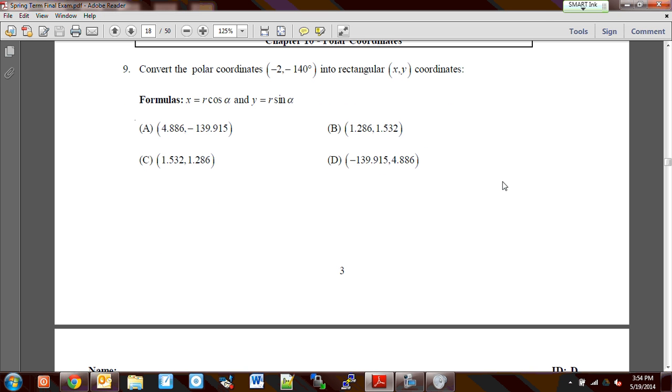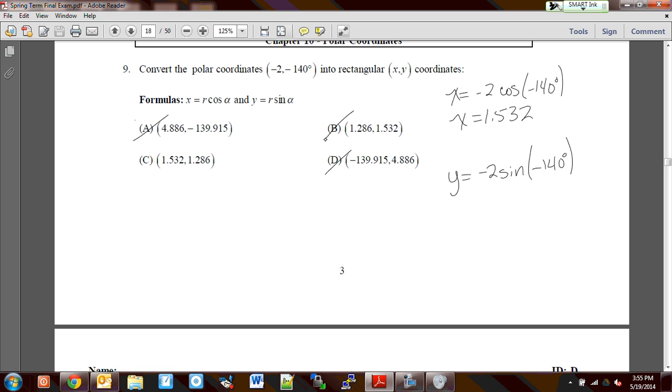Number 9, we're going to convert from polar to rectangular. All right, polar to rectangular. So x equals r cosine alpha. So x equals negative 2 times the cosine of negative 140 degrees. And then y is simply negative 2 times the sine of negative 140 degrees. All right, so just punch that in the calculator, negative 2 cosine negative 140. So x is going to be 1.532. So that rules out that one, that one, and that one.